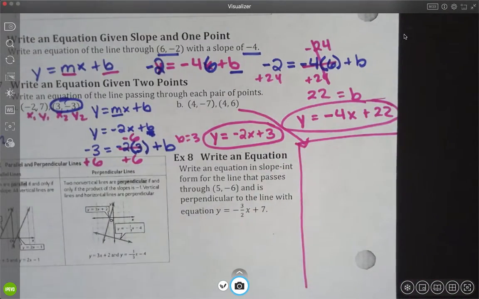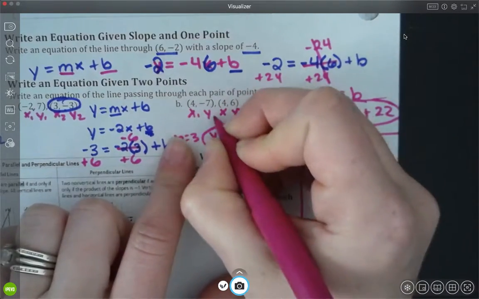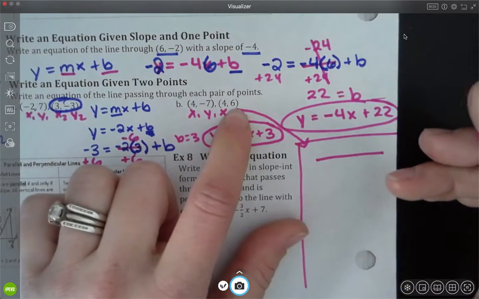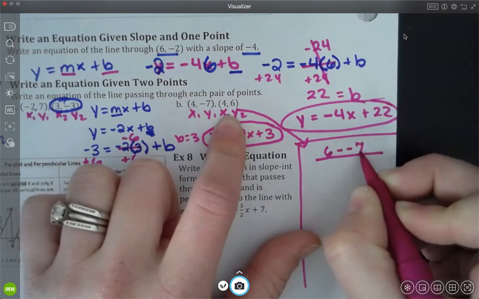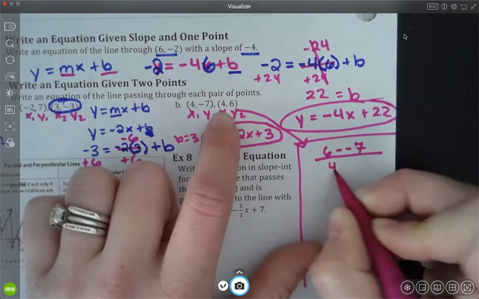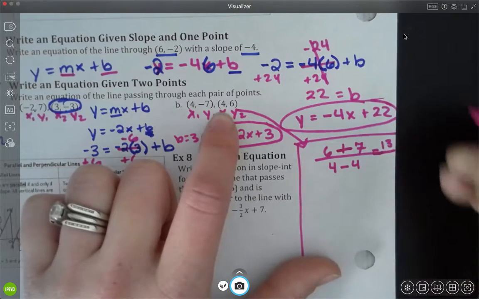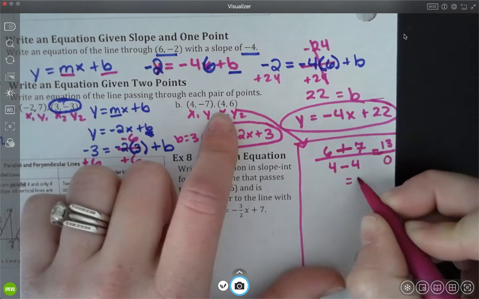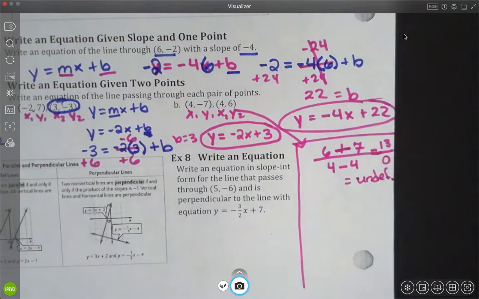We need to find the slope first. So this is x1, y1, x2, y2. So y2 minus y1. So y2 is 6. 6 minus negative 7, or 6 plus 7. And then on the bottom is 4 minus 4. So 6 plus 7 is 13. 4 minus 4 is 0. What happens when you take 13 divided by 0? It's not 0. It is undefined. Friends don't let friends divide by 0.